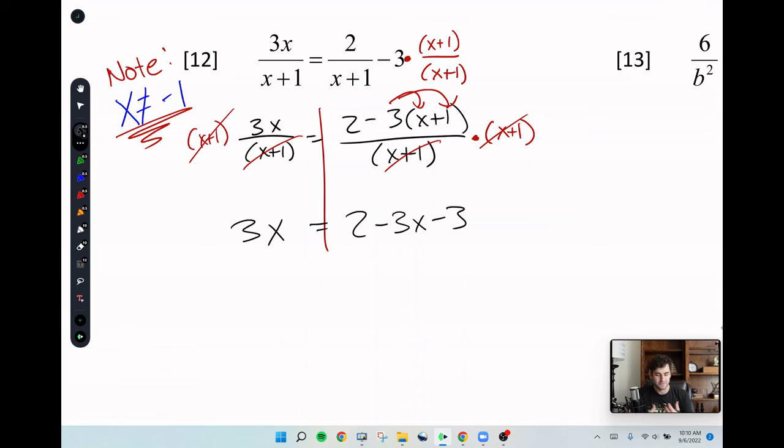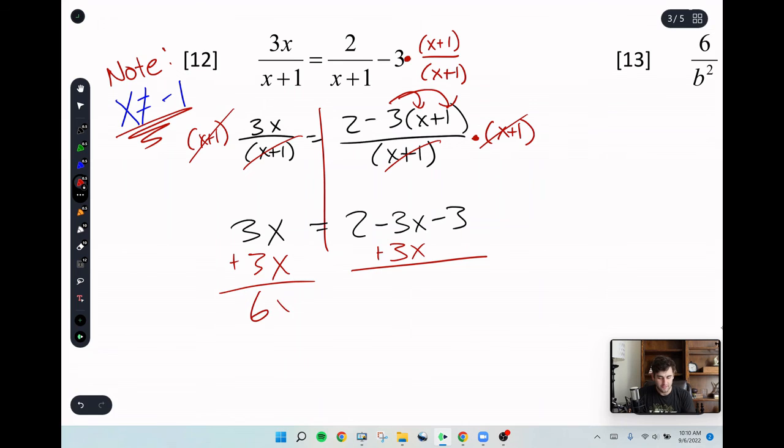Now we're going to cancel some stuff out. I'm going to add 3x to both sides. That'll help us out easier. Move my x's to the left. Left with 6x equals 2 minus 3, which is negative 1. That one cancels. Divide by 6. We're left with x equals negative 1/6.